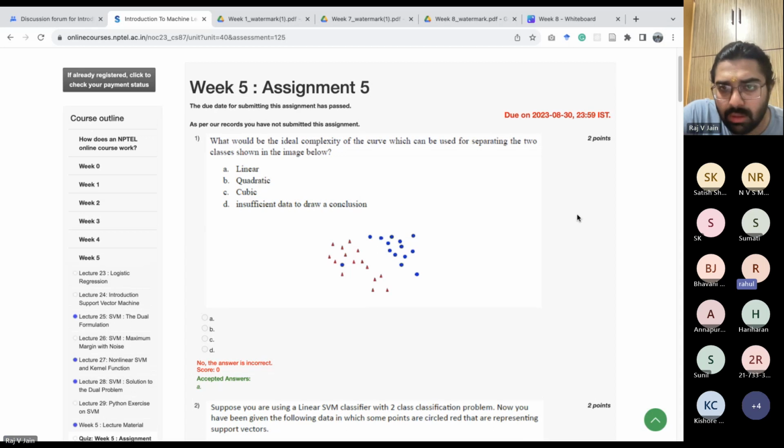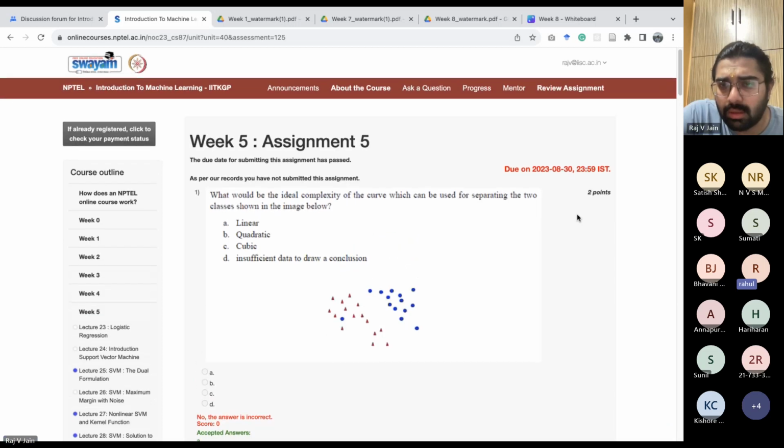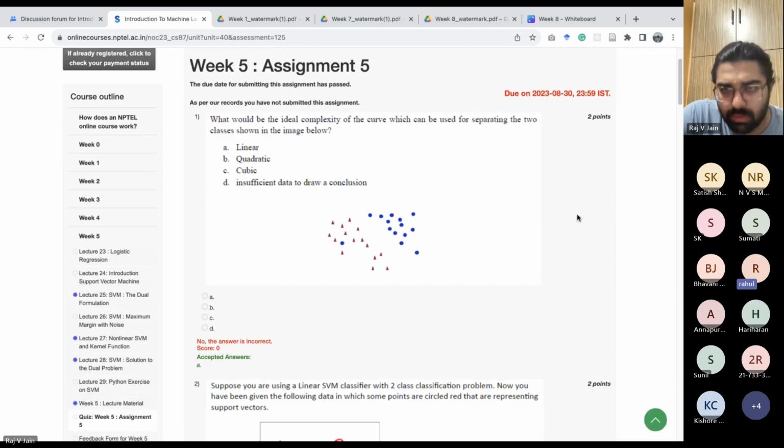Right. For the ideal complexity of the curve, you can have higher dimensional or higher polynomial curves which can cover this extra point. It may be possible to draw a curve which contains the points 100% on one side, and it may not be linear, but of a higher dimension or higher polynomial. So that's what I'm saying. It is not clear from here how it is possible to get an ideal complexity of the curve using this linear classifier. The answer is A.